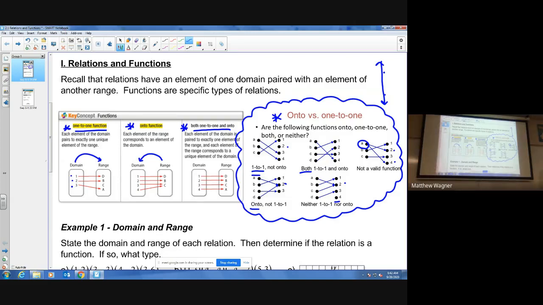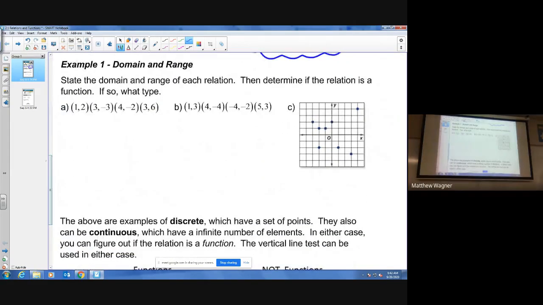We'll continue on. The first example is just looking at stating domain and range. It should be pretty straightforward. So the domain in this case, if you just want to list them, you are welcome to. If you have a repeated value, you don't have to list it twice. And then our range values are 2, -3, -2, and 6. I find it really helpful to do those mapping diagrams just like before. So we have 1 to 2, 3 to -3, 4 to -2, and 3 goes to 6.